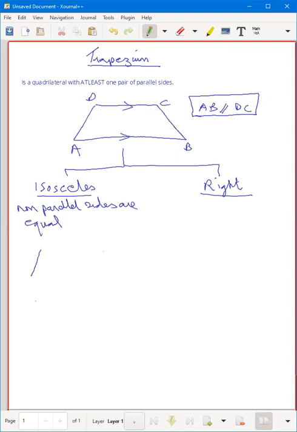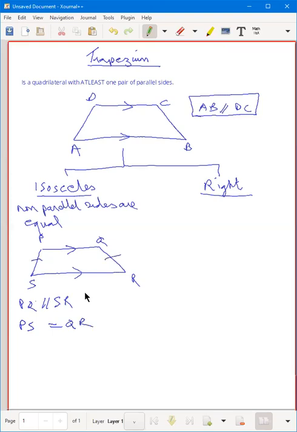So again, we have the two parallel sides. Let this be, let's say, PQRS. So we know that PQ is parallel to SR. Also, PS is equal to QR. So the length of PS, the non-parallel sides are equal. Is this clear? So that is called an isosceles trapezium.